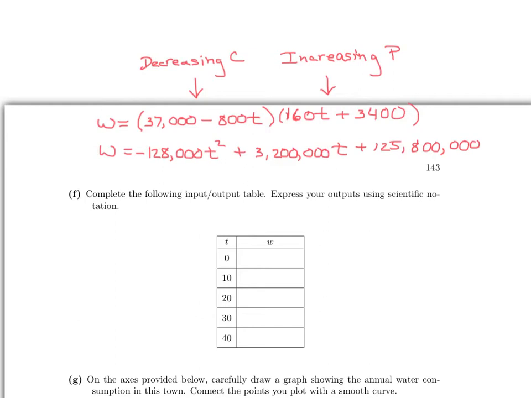We multiplied that by a function representing the increasing population of the town. We created a linear function representing that increase. T represents the number of years since the year 2000. We used the distributive property to multiply these two linear factors together, and we arrived at a formula which will calculate the town's total water consumption over the course of a year. Now let's move on to part F. Complete the following input-output table for the function above. Express your outputs using scientific notation.